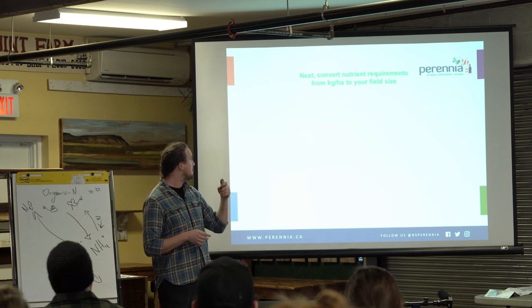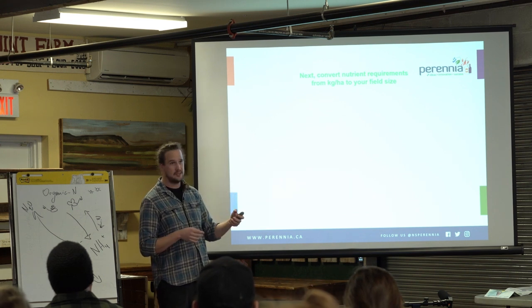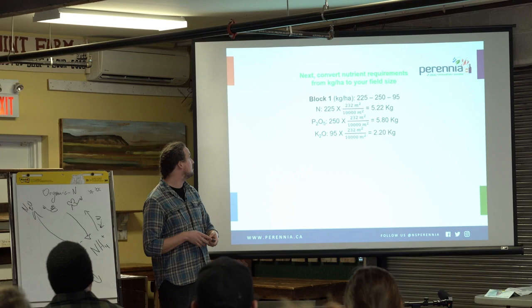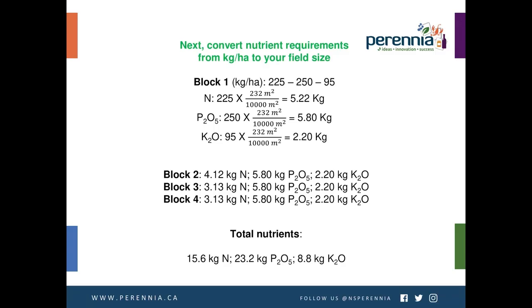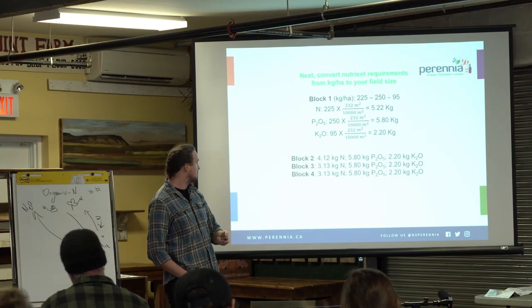So we've been using kilograms per hectare up until this point, but it makes sense to just look at your individual farm. So block 1, my brassica block, I have 225 kilograms per hectare. My block is only 232 meters squared. So that works out to 5.22 kilograms of nitrogen, 5.8 kilograms of phosphorus, and 2.2 kilograms of potassium. I've listed out the other blocks there.